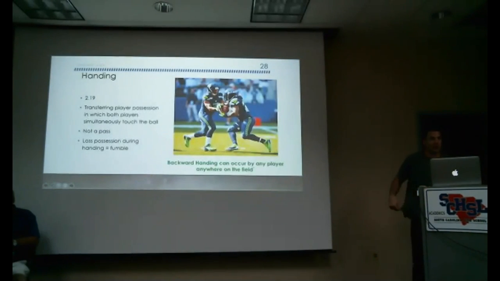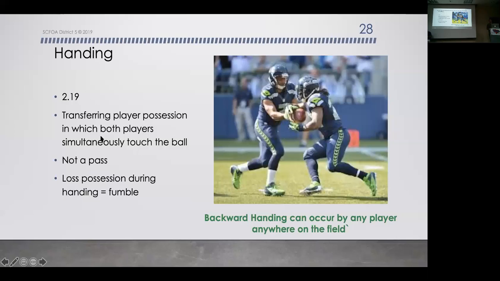Handing. So, 2-19: transferring player possession in which both players simultaneously touch the ball. This is not a pass. And if you lose possession during handing, it's a fumble. Okay, so both players are touching the ball. Backward handing can occur by any player anywhere on the field. So backward handing is fine. You can do it any way you want to.